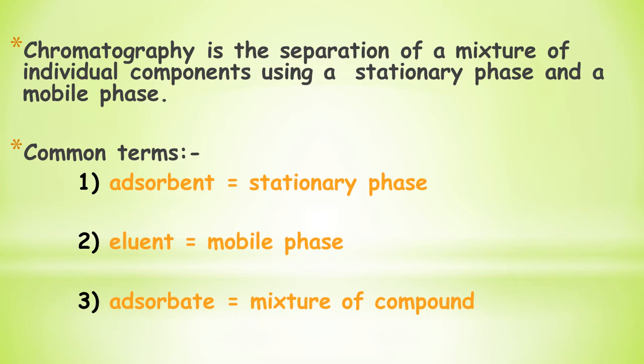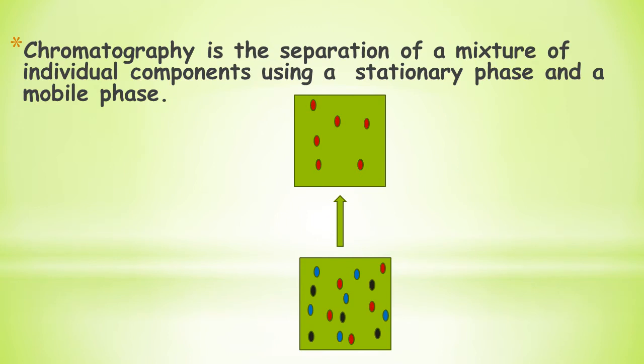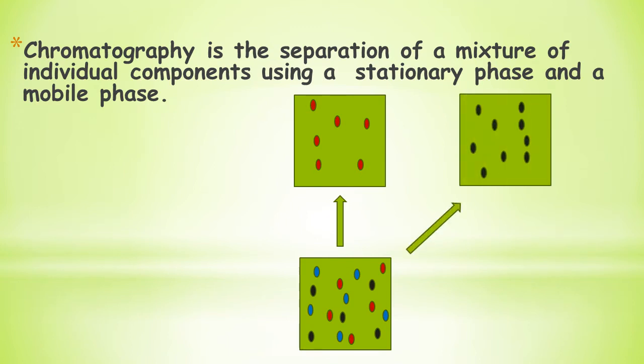In symbol, we can say that chromatography is a separation technique. So we'll have a mixture of compound. It is separated into individual compounds with the help of stationary phase and mobile phase.